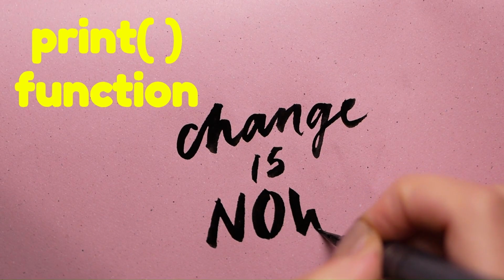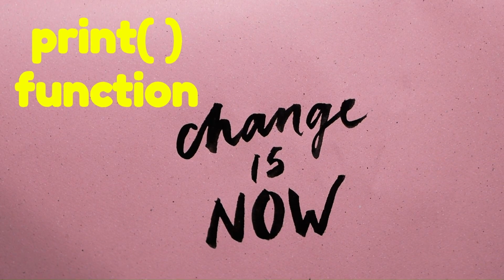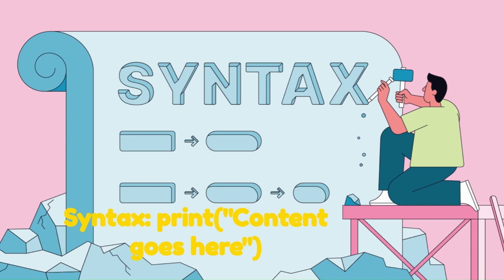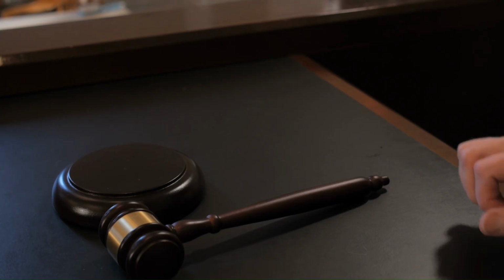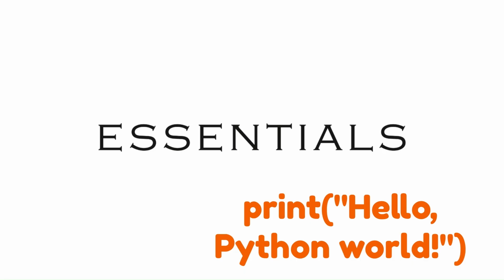Now for your first line of code. The print function is your way of telling the computer to display something. A function is simply a pre-written command that performs a specific action. Syntax: print, content goes here. The rule: whatever you want to display as plain text must go inside quotation marks. The parentheses are essential because they contain the information the function needs.